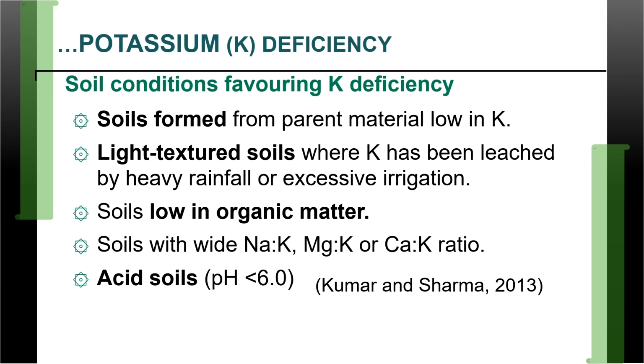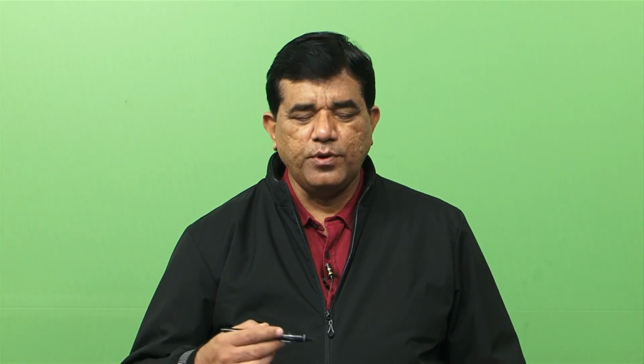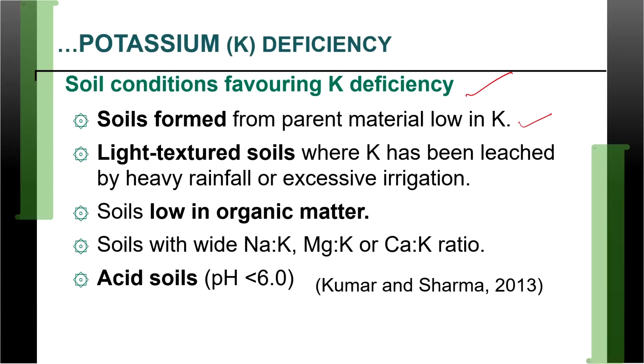Now, what are the soil conditions where you will find this K deficiency so frequently? Soils formed from parent material low in K, meaning the original material from which soil was made in the beginning was deficient in potassium. Hence, the soil will surely be deficient in potassium. Light texture soils where K has been leached under heavy rainfall area or excess irrigation. In light soils, as you know, macropores are more in number. Therefore, leaching is quite common from the light texture or coarse texture soils. Leaching of potassium is there.